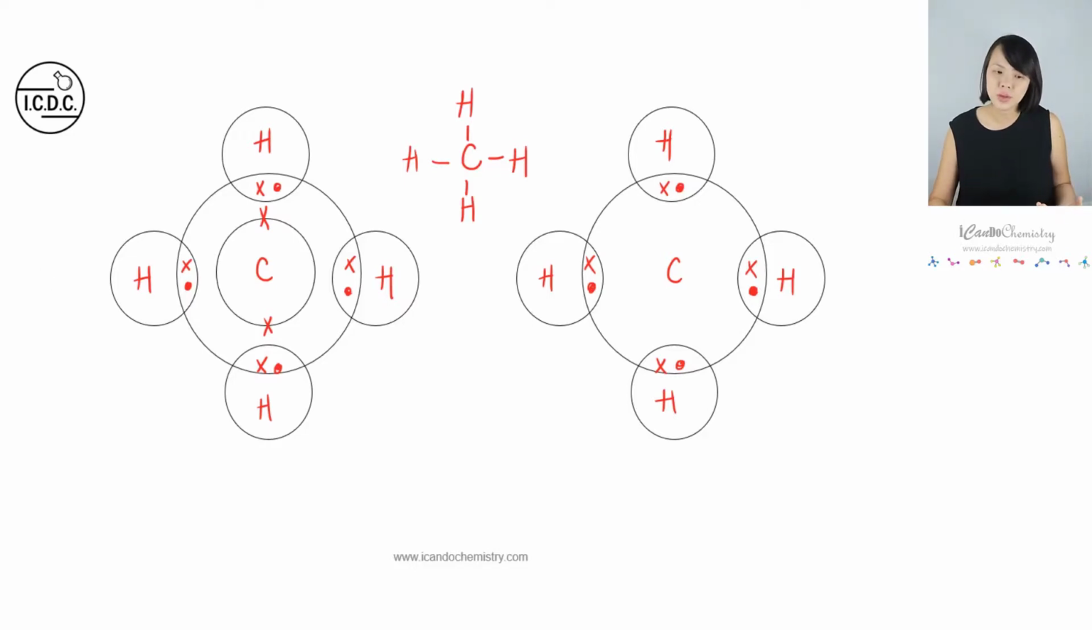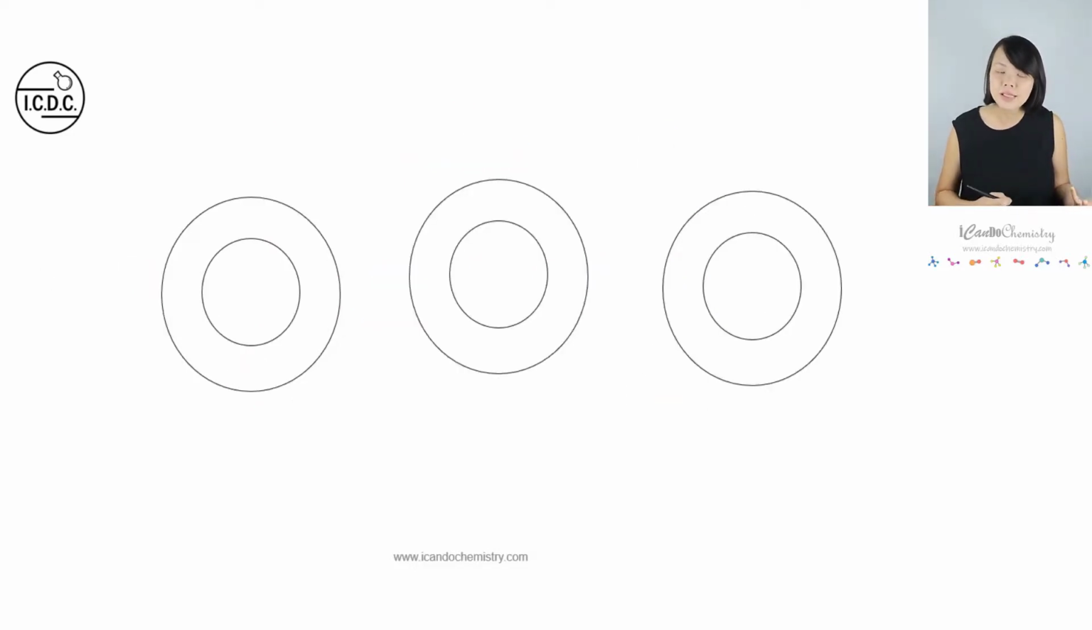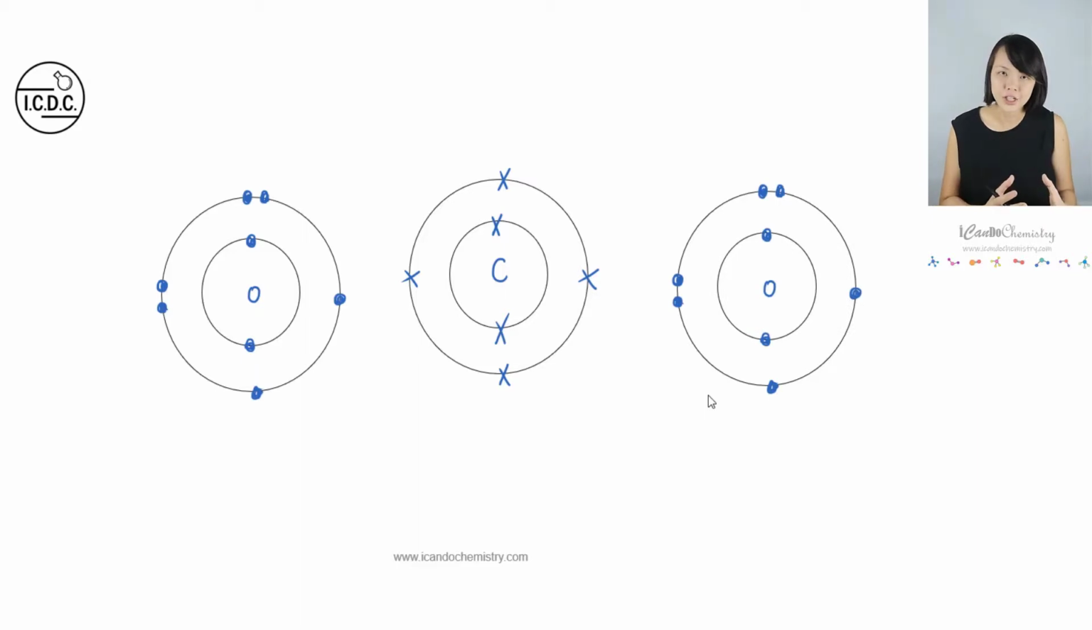Now what about the next one? We have carbon dioxide. Carbon, as mentioned just now, has 6 electrons. So the first shell will have 2. The remaining 4 are in the second shell. Now for oxygen, there are 8 electrons: 2 electrons in the first shell, 6 electrons in the second shell.